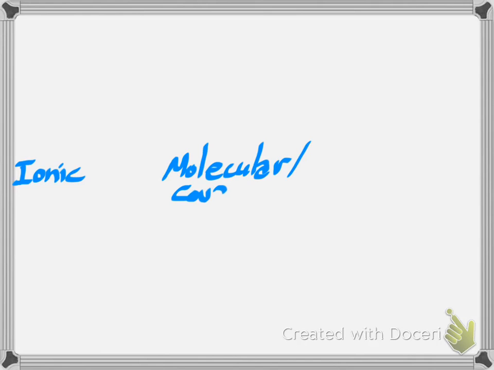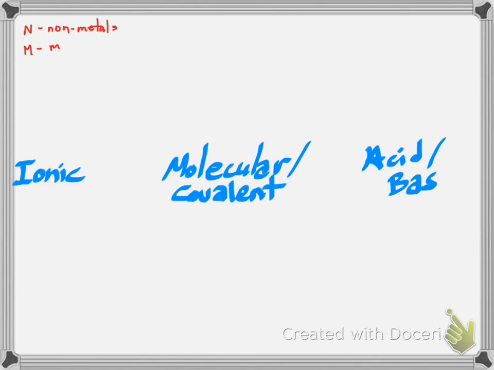Today we're looking at naming for ionic compounds, molecular compounds, sometimes called covalent compounds, and then acids, and we'll talk briefly on acids and bases. First, how to tell between ionic compounds and molecular compounds. Ionic compounds have bonds between a metal and a nonmetal. And for a molecular compound, we're looking at bonds between a nonmetal and a nonmetal.